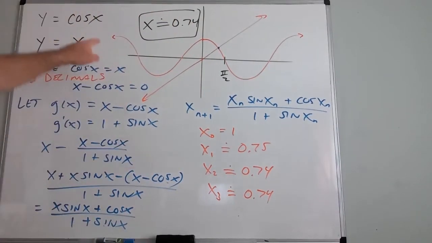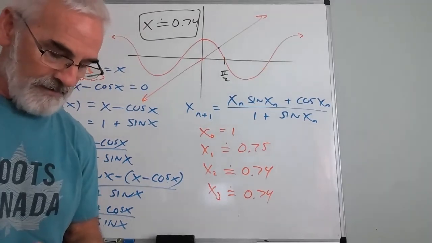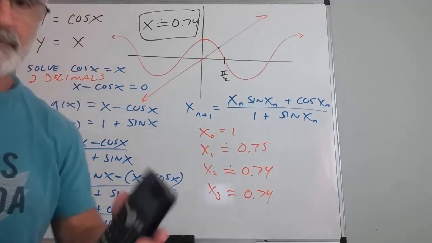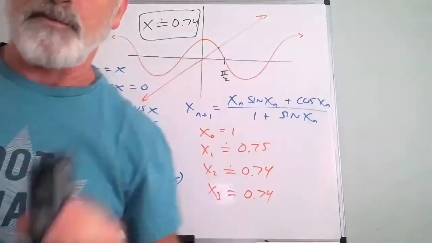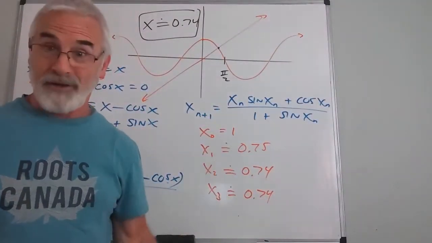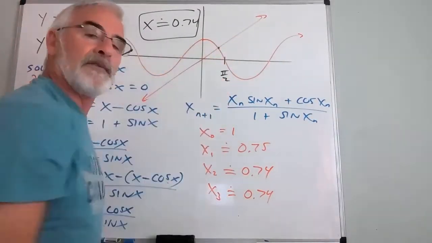Now, how can I be certain? Easy. Let's take the cosine of 0.74. The cosine of 0.74 is approximately 0.738. So to 2 decimals, the cosine of 0.74 is 0.74. So that point would be the ordered pair, 0.74, comma 0.74.